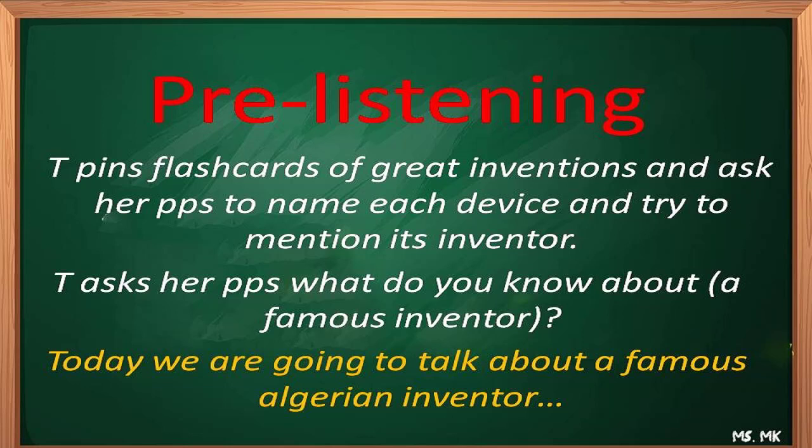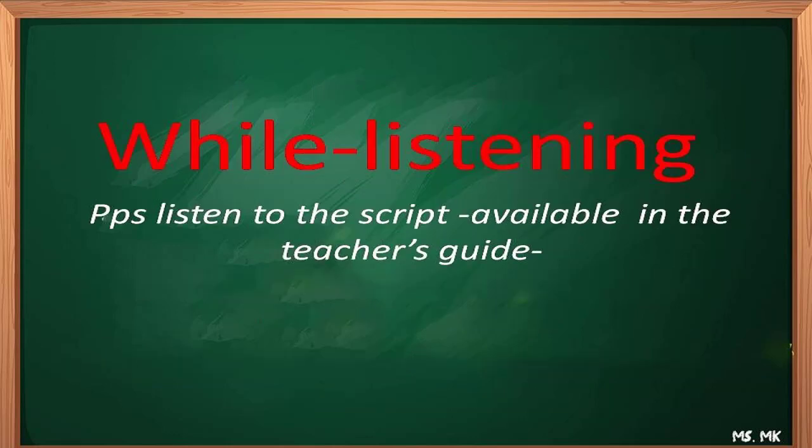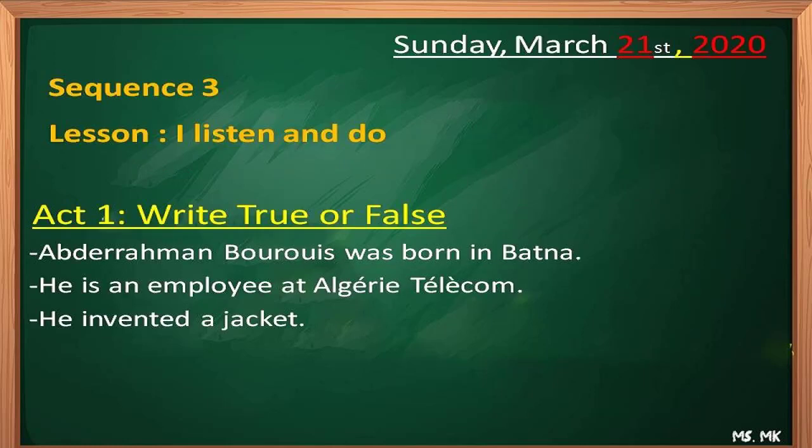Of course, before they listen, you have to provide them with the activities in order to put the image clear for them. In the while listening phase, my pupils are going to listen twice or 3 times depending on their level. So the script that I'm going to use for this lesson is available in the teacher's guide. It's about Abdurrahman Borwis. So after they listen, I'm going to ask my pupils to do these activities.